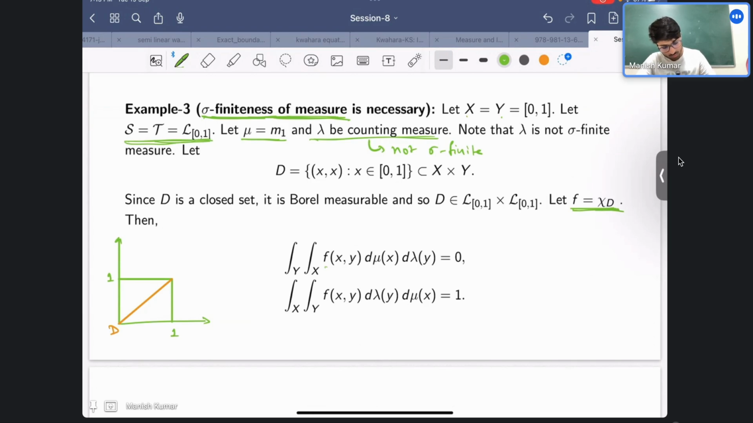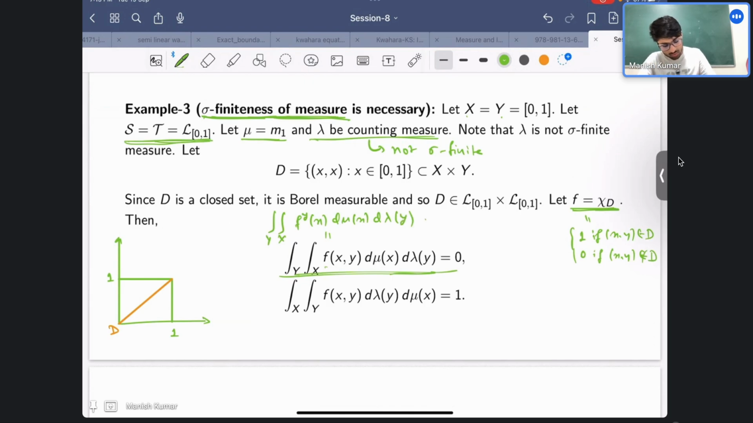So what does this function say? This will be 1 if (x, y) belongs to D, and 0 if (x, y) does not belong to D. So you know what the characteristic function is. This is the definition. Now let us try to see what this integral would be. So this integral is nothing but, I can write, this is y, this is x, and this is nothing but f_y of x, right? So d mu x d lambda y.